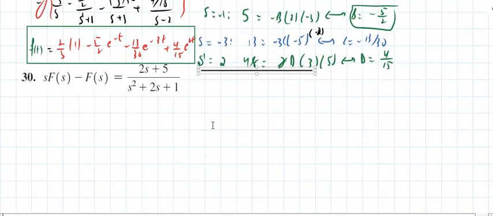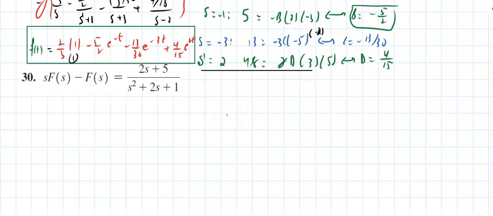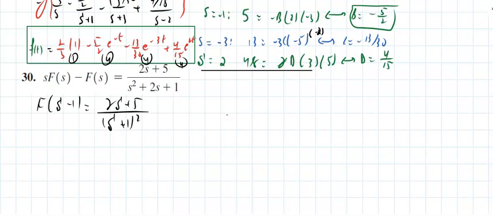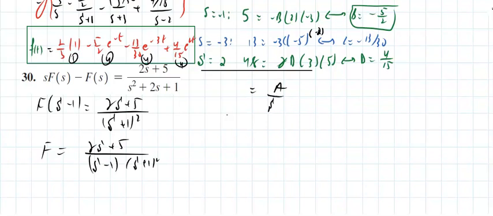And the last problem. I would say F of s times (s minus 1) equals 2s plus 5 divided by (s plus 1) squared. So pretty much I'm getting F to equal 2s plus 5 over (s minus 1) times (s plus 1) squared. So I'm going to say that is a over s minus 1 plus b over s plus 1 plus c over (s plus 1) squared.